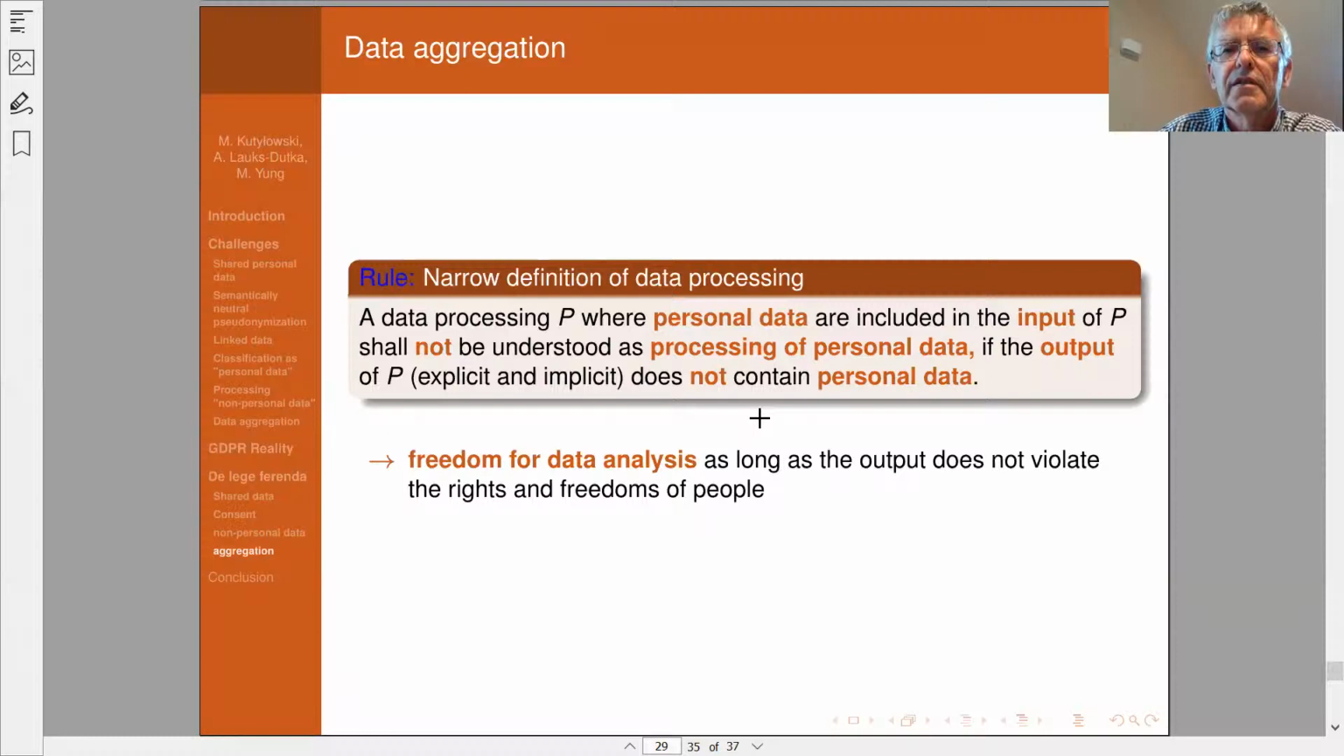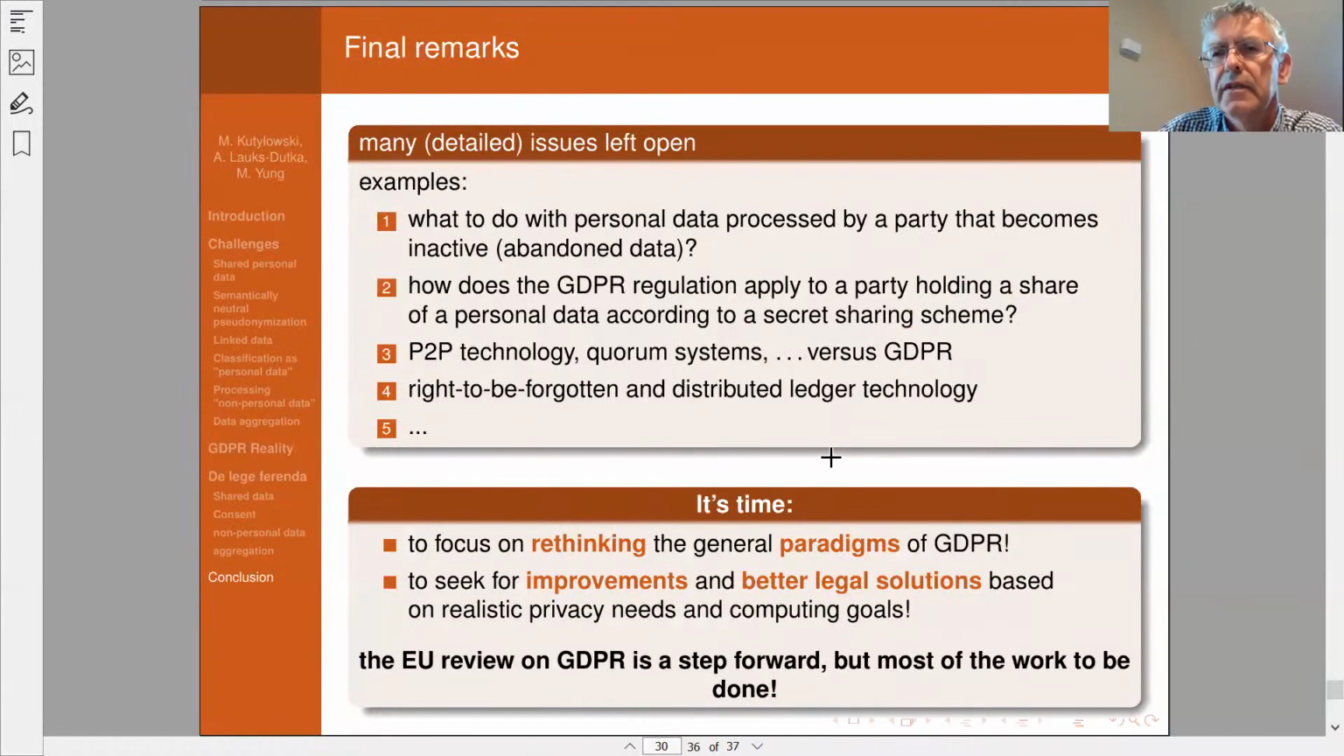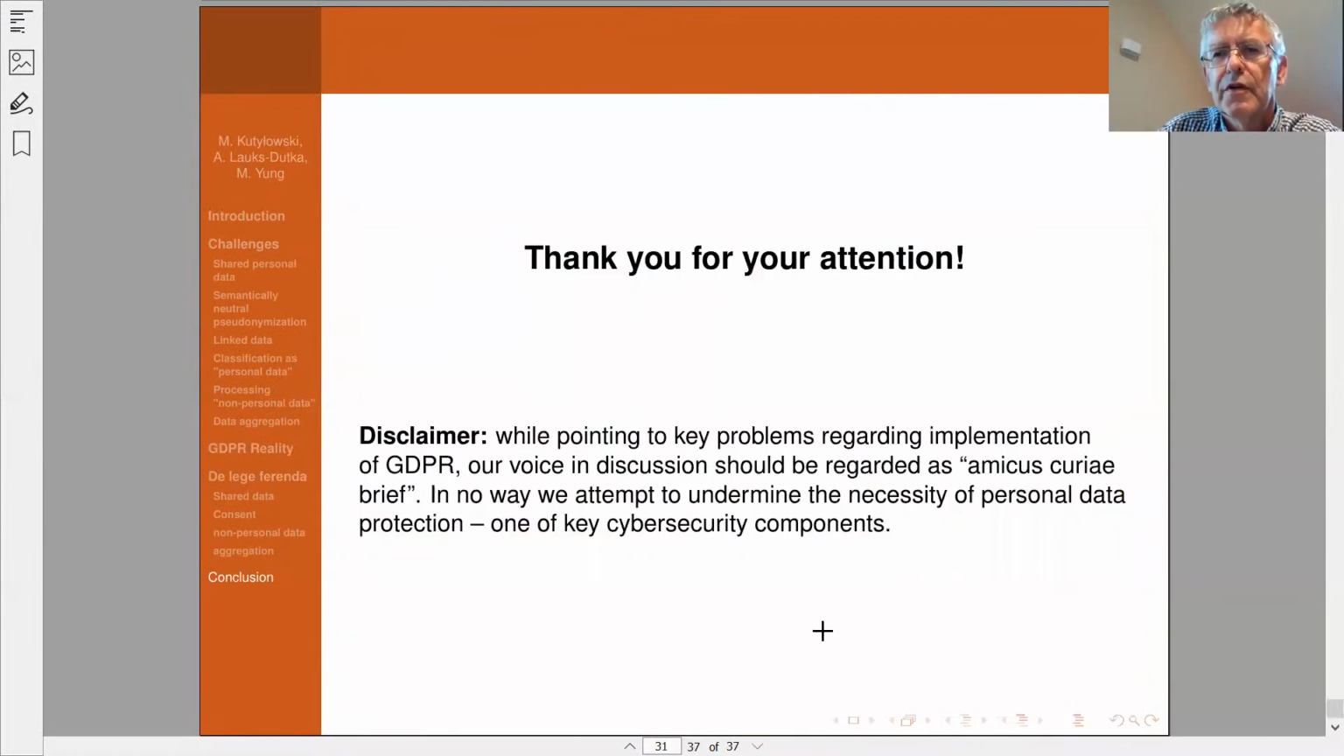So say that data processing is allowed as long as the output does not contain personal data. The aggregation process and artificial intelligence will be free. Okay, there are many problems that are not solved and not proposed, and we think that we need to focus on rethinking the general paradigms of GDPR and seek improvements on both the technical and legal side to find some convergence of these two processes. Thank you very much for your attention.